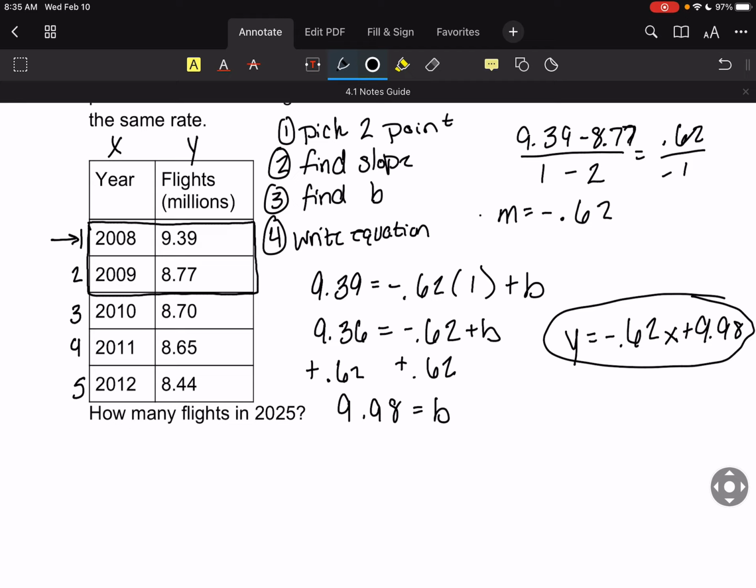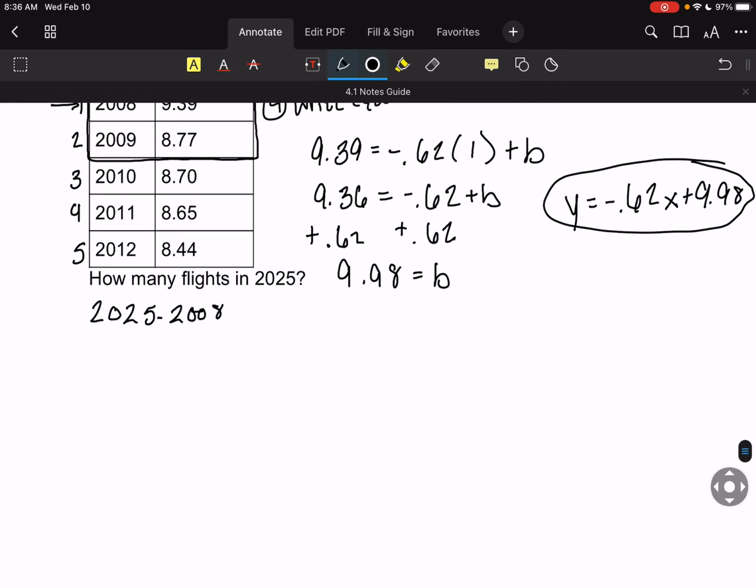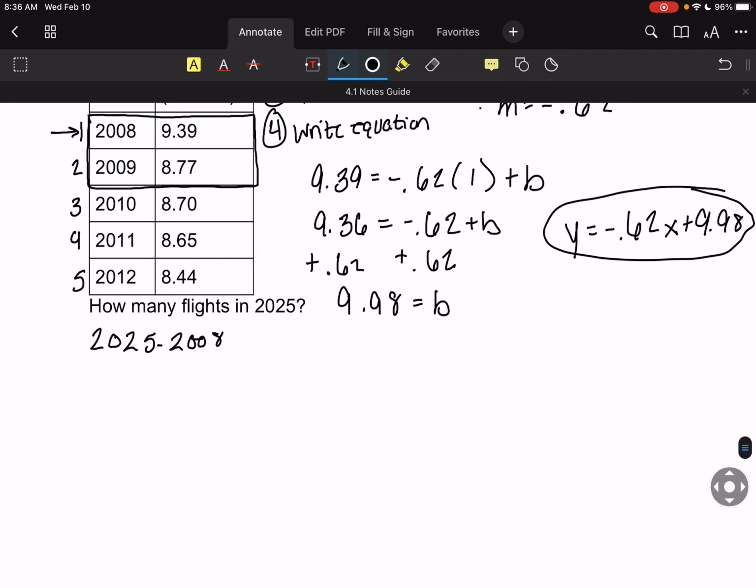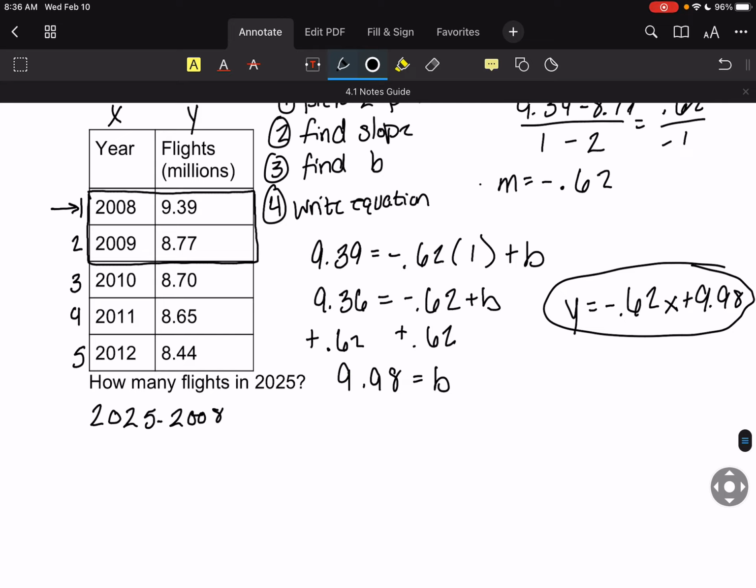So 2025 minus 2008. Okay, so if you do 2025 minus 2008, you are going to get 17, but we have to include 2008, so we have to make this 18, because we are including that number. So from 2008, including 2008, to 2025, we have 18 years that pass.